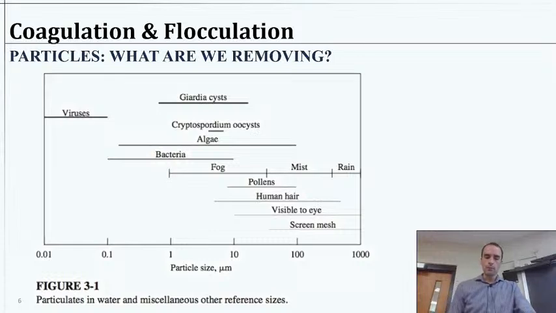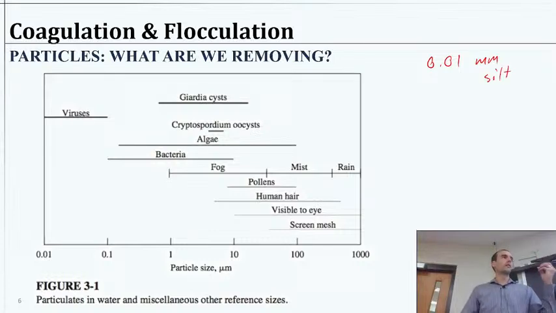So the last problem from last time said we had 0.01 millimeter silt particles. That's a soil particle that's smaller than a sand grain, a little bit larger than a clay particle, somewhere between, right? And 0.01 millimeters is 10 micrometers. So this is the size we were looking at in our example last time.